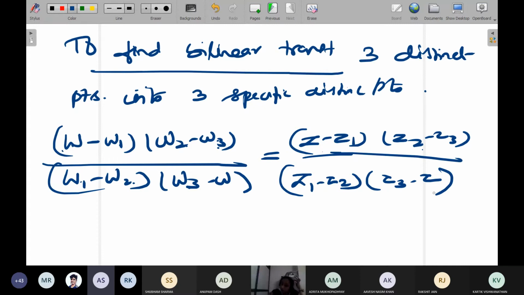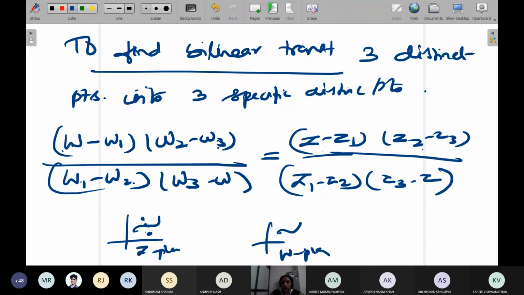Ma'am, can you please repeat the statement once again? Which statement here? The three distinct points are mapped. Yeah. See, what is the transformation? You're going to see transformation of one curve to the other curve. So how are the 3 points in the Z plane mapped to the W plane with the 3 distinct points? That transformation equation is given by this. So directly you can take this. With 3 points, you can use this. W minus W1 into W2 minus W3, Z minus Z1 into Z2 minus Z3. Similarly, W1, W2, W3, W you have. Is it clear?